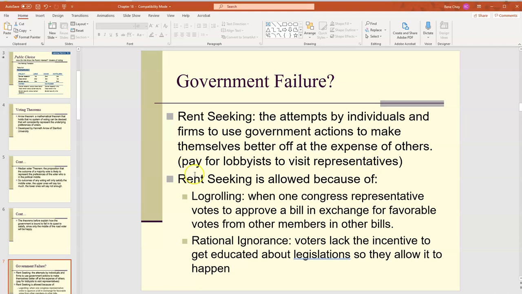Inside of Congress, you end up with a lot of what we call log rolling. Log rolling is when one representative in Congress approves a particular bill in exchange for favorable votes from other members later. What it basically means is that in Congress, in order to get something done, you need to start forming coalitions. And a lot of the times, what these coalitions basically do is a sort of quid pro quo. I vote for you today, you vote for me tomorrow.